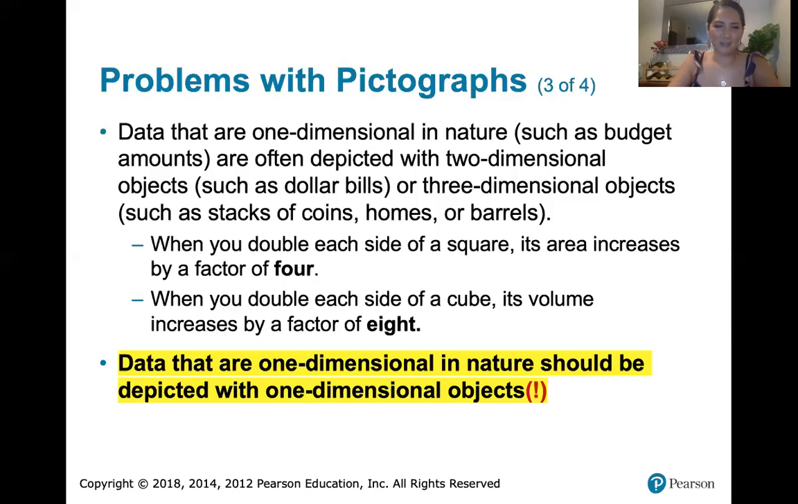That's why he suggests that we use the Pareto chart instead. And I think that that's a very good idea. But pie charts are so common that we studied them anyway. So the problem with pictographs is that data that are 1-dimensional are sometimes depicted by things that are 2-dimensional or 3-dimensional. And a pie chart is one example of that, but it's an example that we tend to overlook because pie charts are so popular.